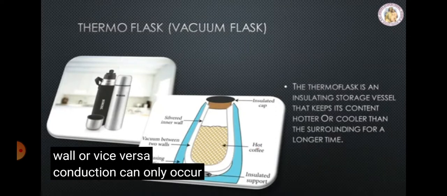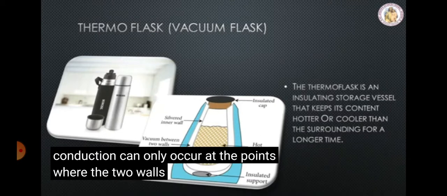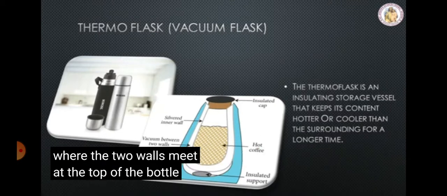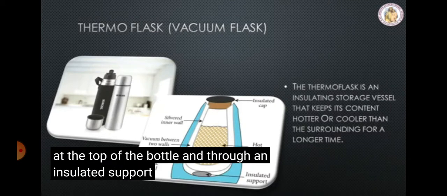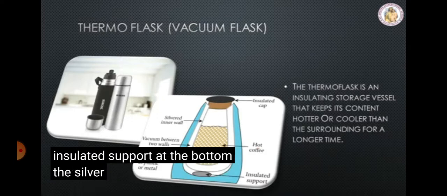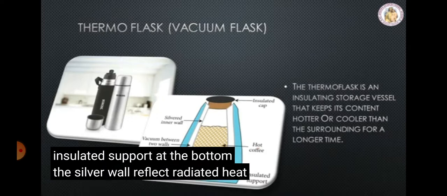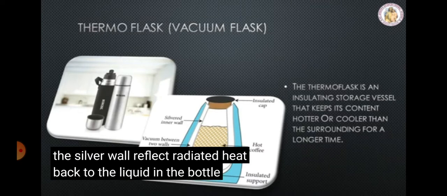Conduction can only occur at the points where the two walls meet at the top of the bottle and through an insulated support at the bottom. The silver wall reflects radiated heat back to the liquid in the bottle.